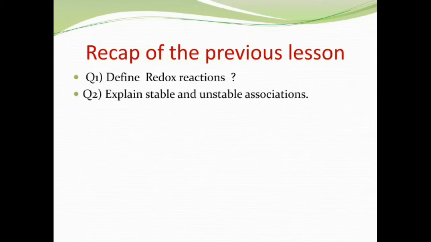The first question of our recap is: define redox reactions. The second question is: explain stable and unstable associations. We have already gone through this. I hope you are very clear with these terms.